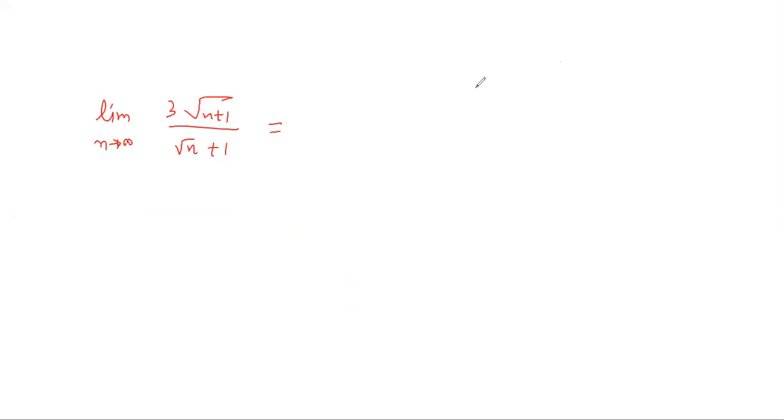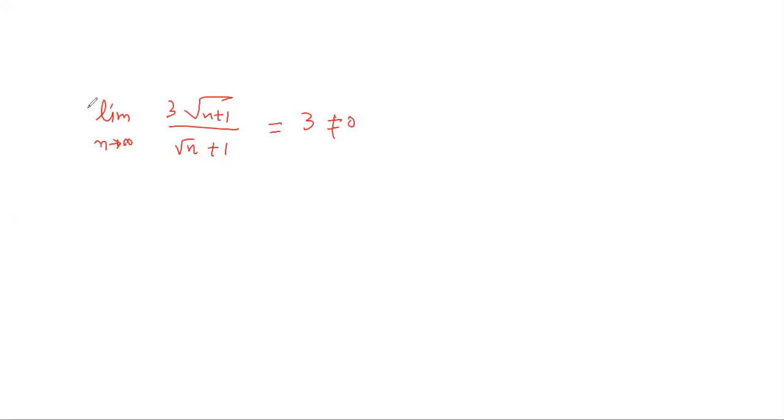3 square root n plus 1 divided by square root n plus 1. Initially, you can see it will be infinity by infinity. So, you can apply L'Hopital, that's fine. Otherwise, you can simply divide by square root of n in the numerator and denominator. It will be very easy to solve this one. And you will see the value of the limit is 3, which is clearly non-zero.